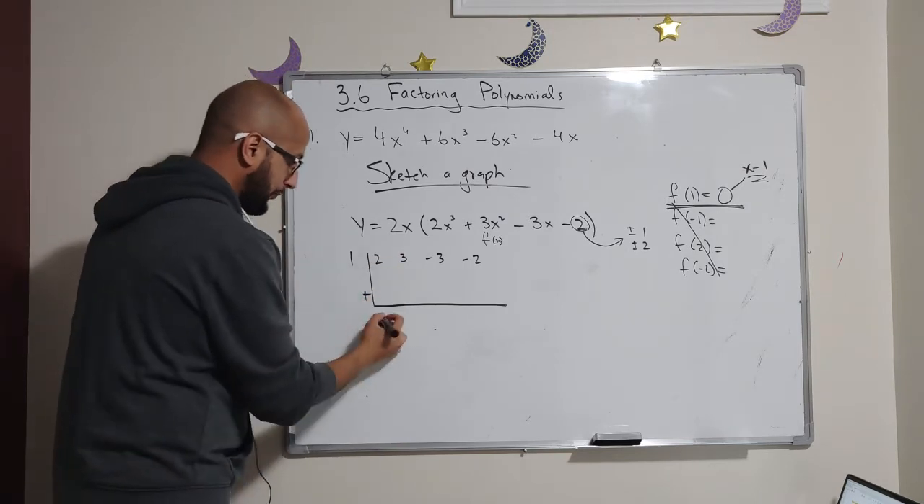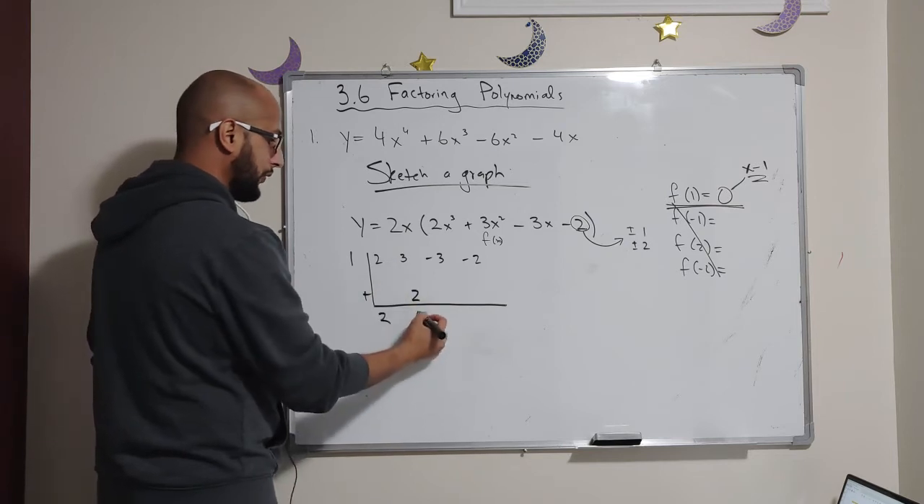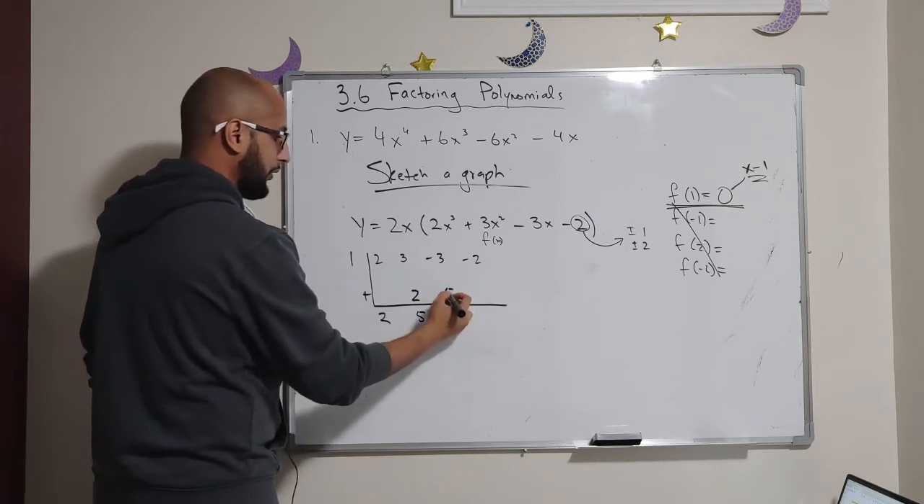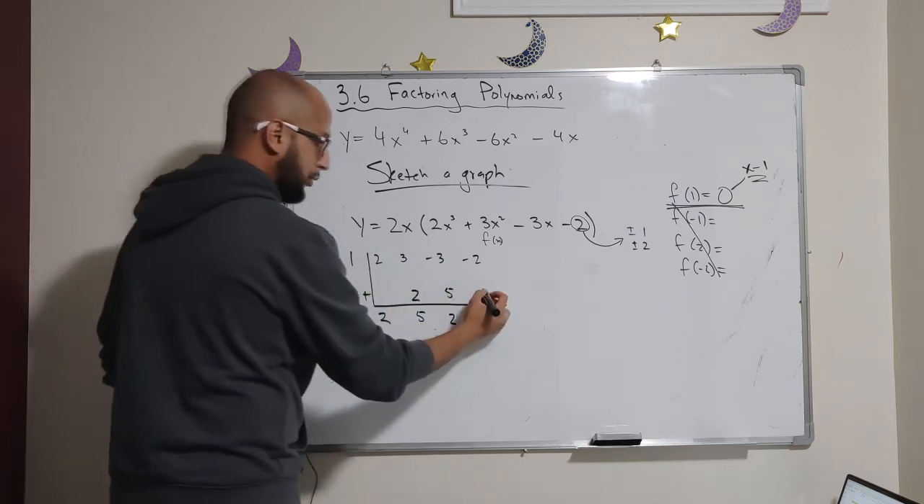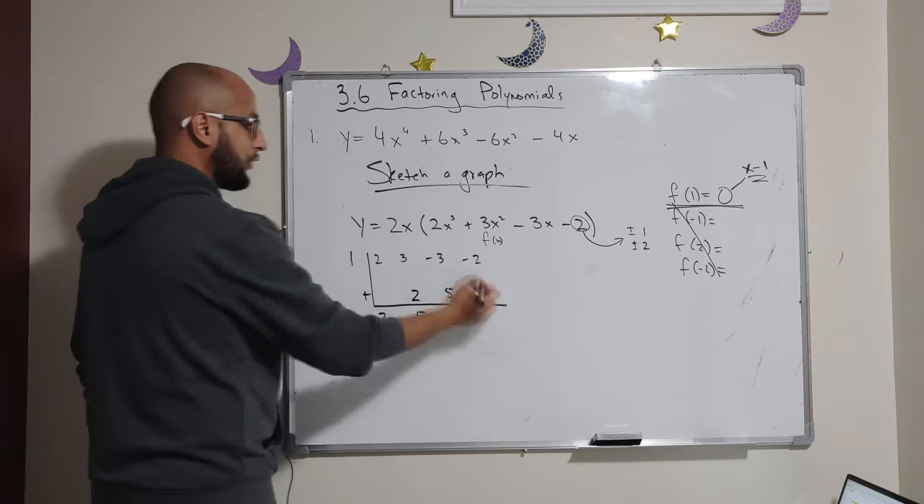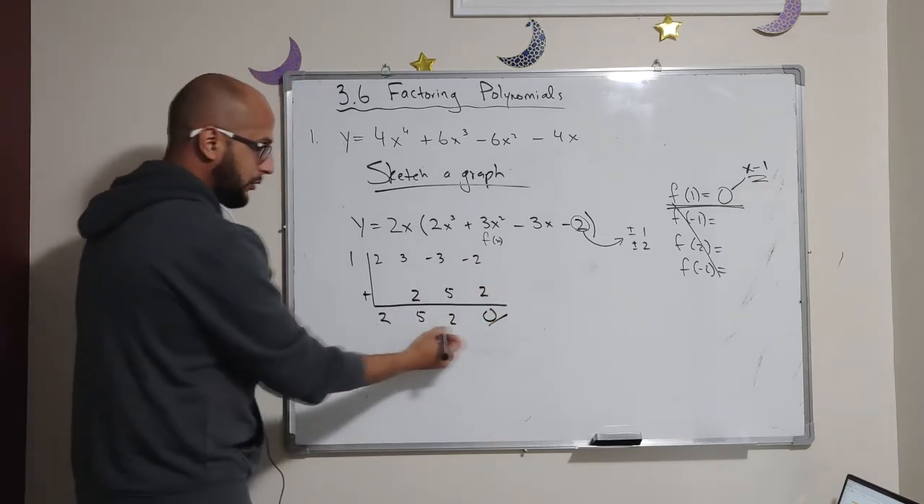2 comes down here. 2 times 1 is 2. 3 plus 2 is 5. 5 times 1 is 5. Negative 3 plus 5 is 2. 2 times 1 is 2. Negative 2 plus 2 is 0. That's how we know that it worked properly. And this is what we're left with.